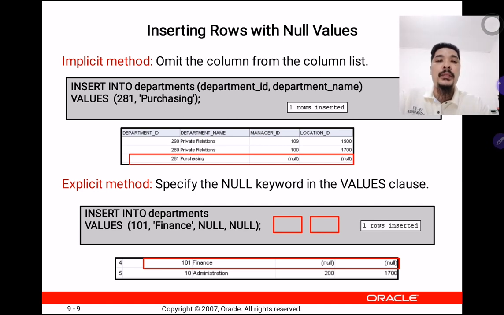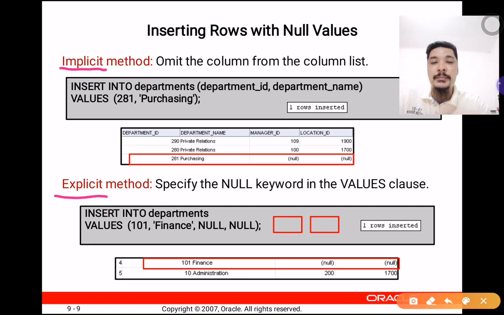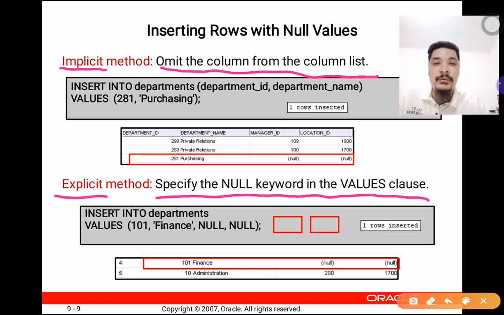Inserting rows with a null value. We have two methods, implicit and explicit. Implicit omits the column from the column list. Explicit specifies the NULL keyword in the VALUES clause, specifying the null value. For this example, we want to insert only the department ID and department name columns. So we have two columns here, and the values are 281 and Purchasing.